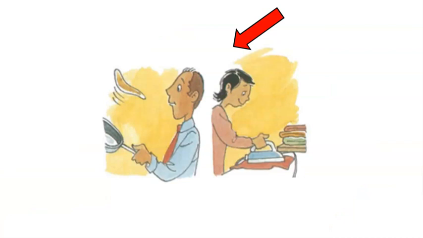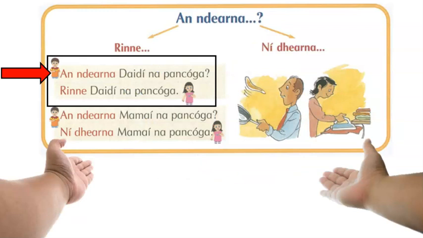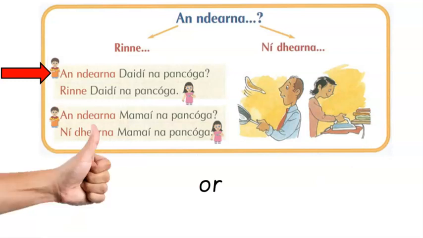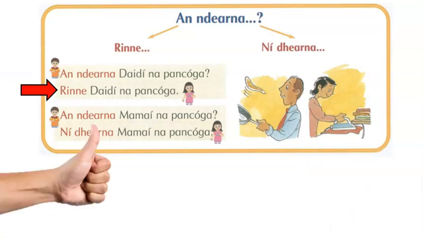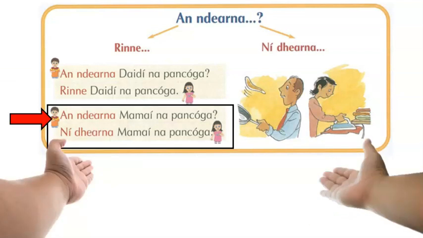So let's have a look at what's happening here. Tá daddy ag déanamh pancóga, agus tá mummy ag iarnáil. Mummy's ironing. So the question is, we're going to focus on this one here. Two hands out. Ndearna daddy na pancóga? Did daddy make the pancakes? There's two answers. Rinne daddy na pancóga. Daddy made the pancakes. And other thumb: ní dhearna daddy na pancóga. The answer is, of course, rinne daddy na pancóga. Daddy made the pancakes.